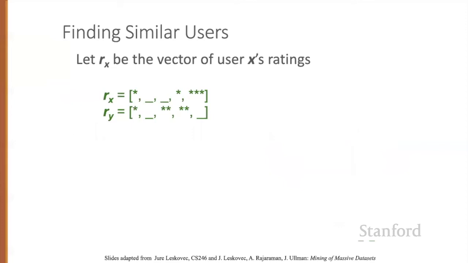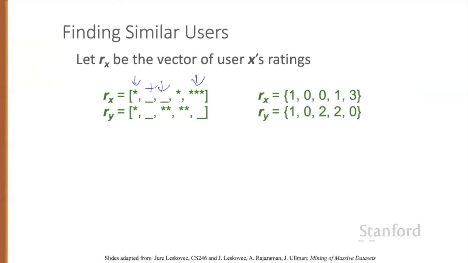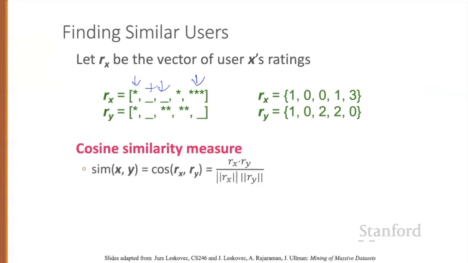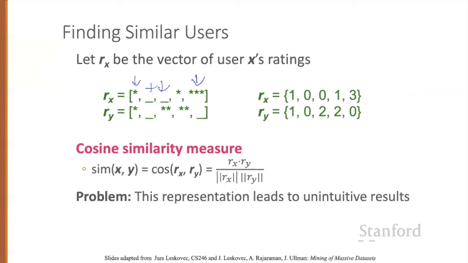Okay, let's turn those ratings into vectors. Suppose two users have the following star values for 5 items. User X has 1 star for item 1 and 3 stars for item 5 and so on, and no ratings for items 2 and 3. Let's for the moment represent a blank rating by a 0. Now we can just compute the similarity with cosine. We know how to do that. But this representation has a problem leading to unintuitive results.